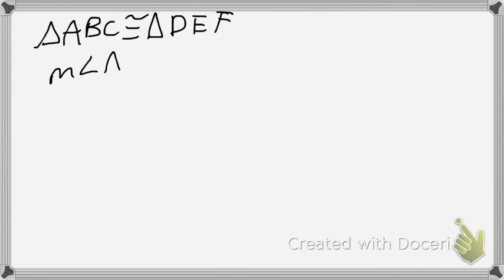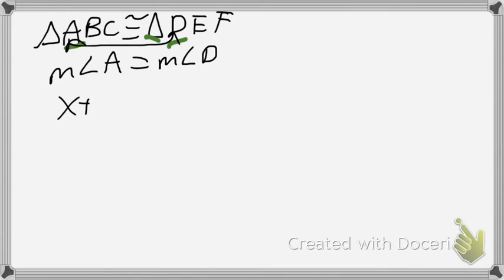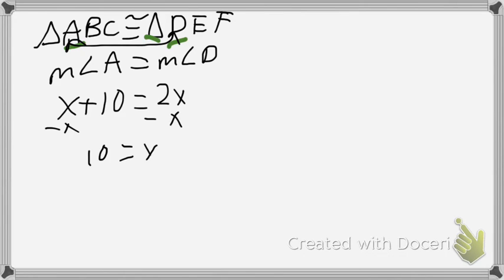So we know that the measure of angle A is equal to the measure of angle D. Again, we know that because of their position in the statements. They're the first letter of both, therefore the measure of the two angles must be the same. So when we're given that the measure of angle A is x plus 10, and the measure of angle D is 2x, we can set them equal to each other. Then algebraically we solve this. We subtract x from both sides, and in doing so we get 10 equals x.